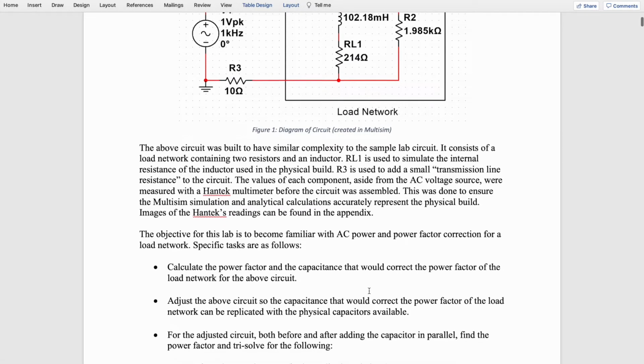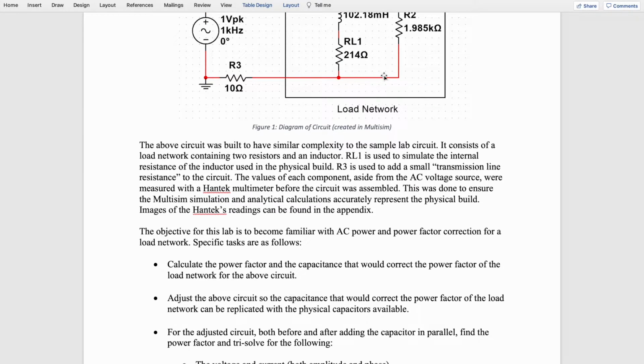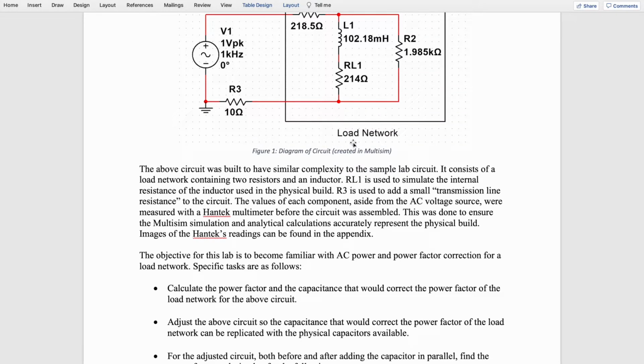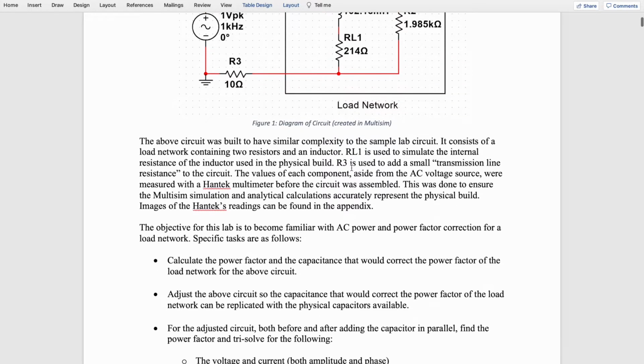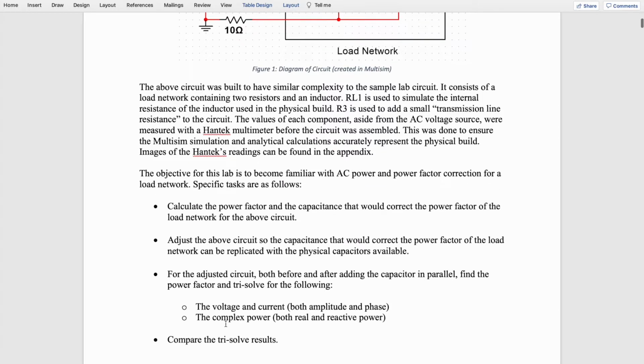And then adjust the circuit so the power factor correction can be done with the capacitors we have available. And then try to solve for this voltage and current and the complex power.